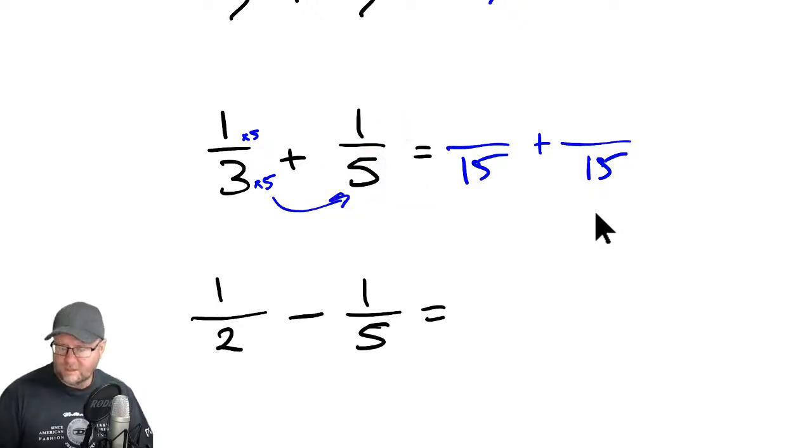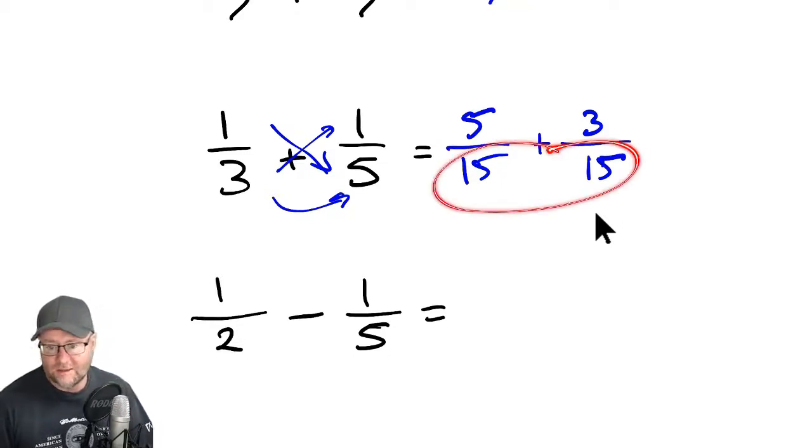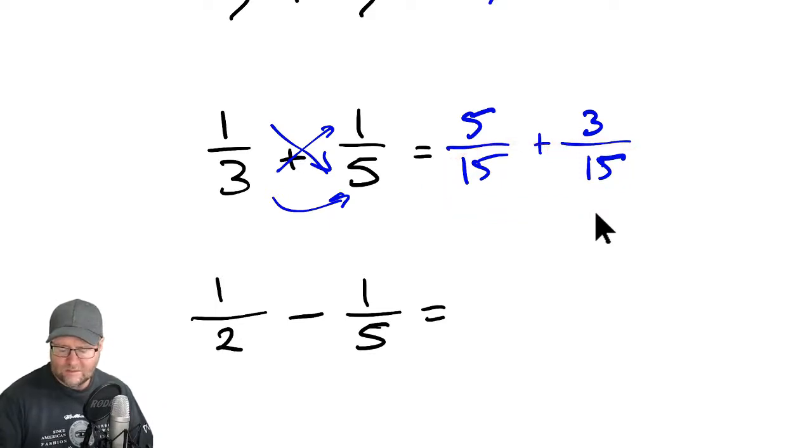Okay, that all works. However, if you're in my class, you would have seen a slightly different thing. Once I get to this point, I'm going to just multiply across the plus sign. 1 times 5 gives me 5. I just multiplied across here. 3 times 1 gives me 3. So they're my new numerators. We kind of multiplied across the plus sign. And now you can see I've got fractions that have the same denominator. So I can add them. I've got 5 fifteenths plus 3 fifteenths gives me 8 fifteenths.